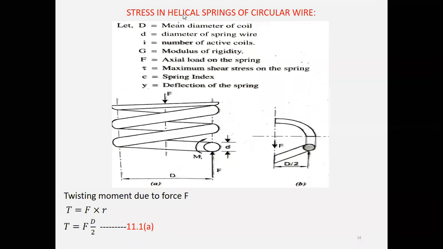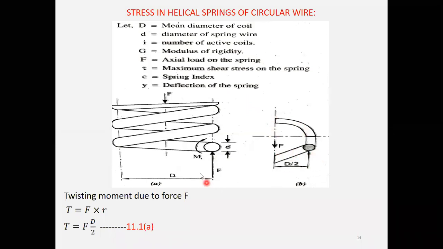In figure A, I am going to consider a helical compression spring, which is made up of a circular wire, and which is subjected to axial loading, whatever the figure A which you are seeing. And in figure B, whatever the sketch you are seeing, I am going to consider the quadrant.